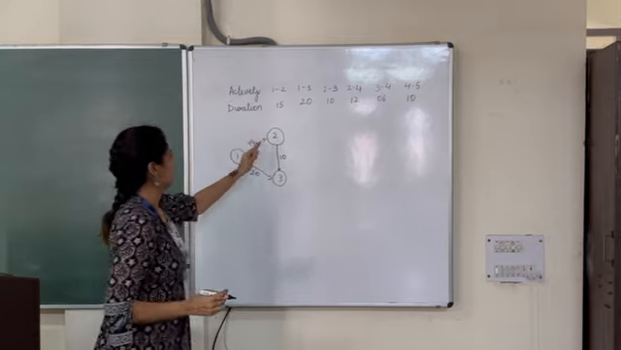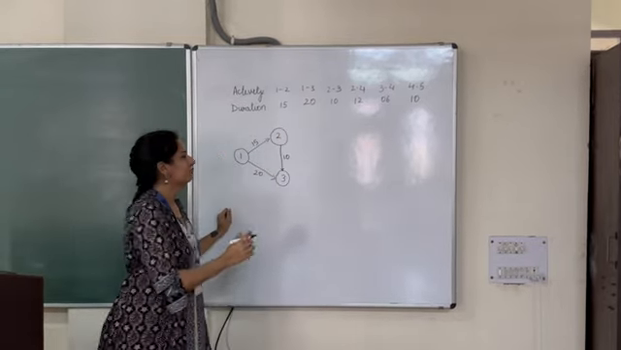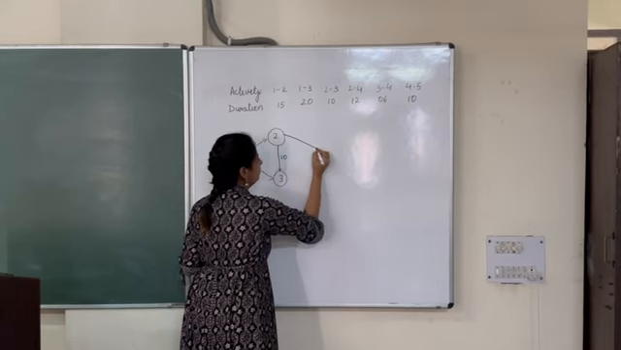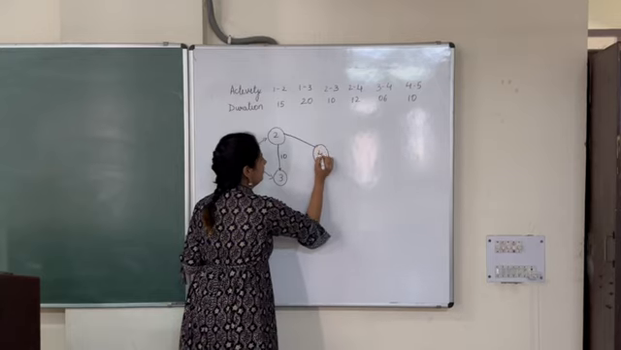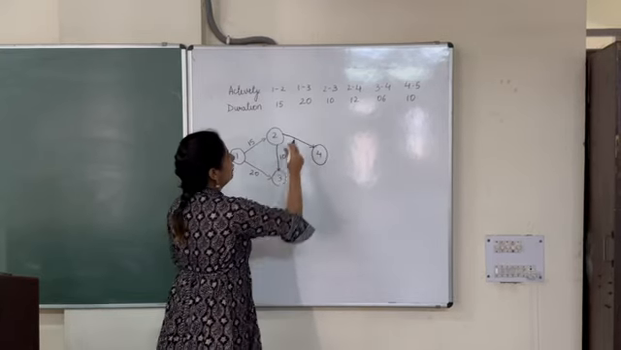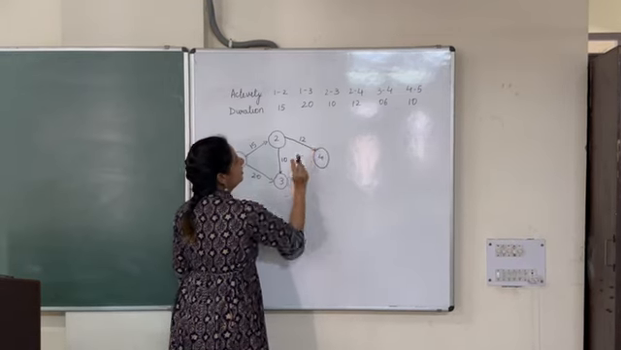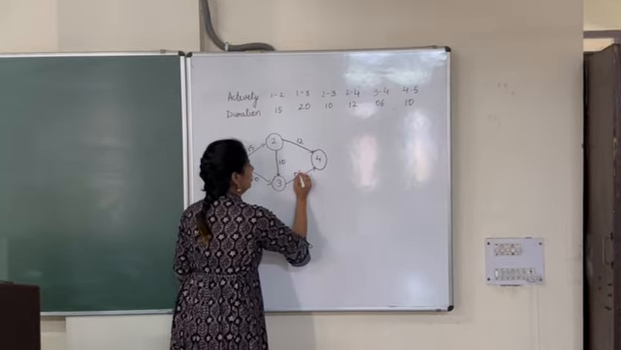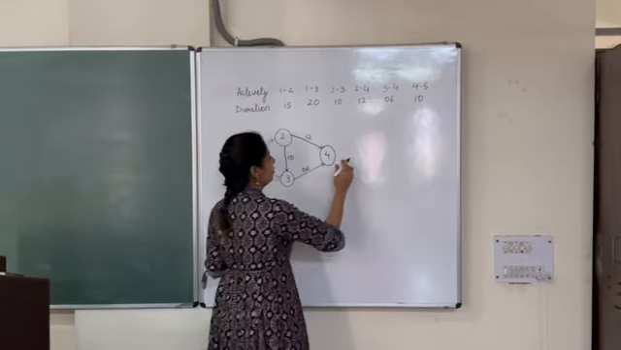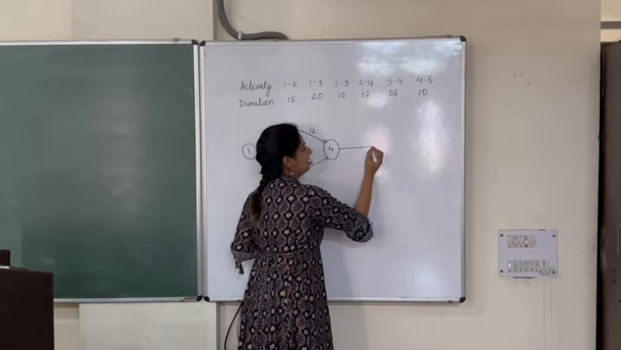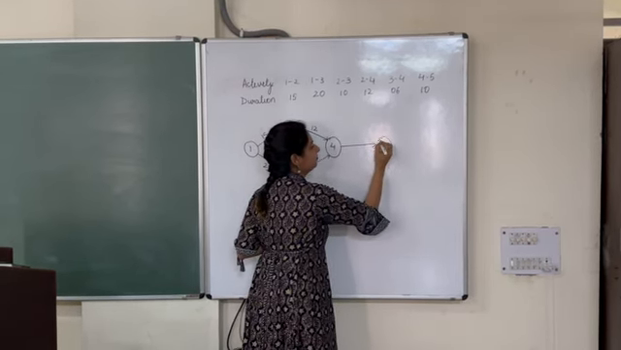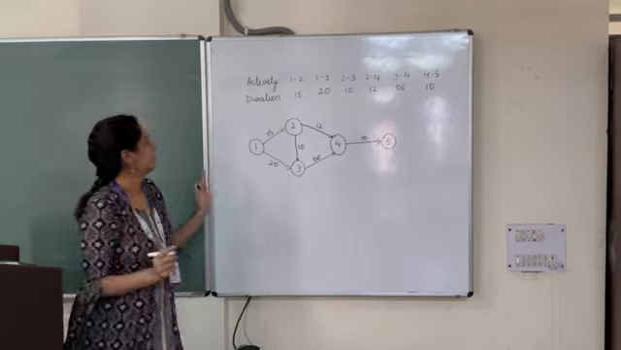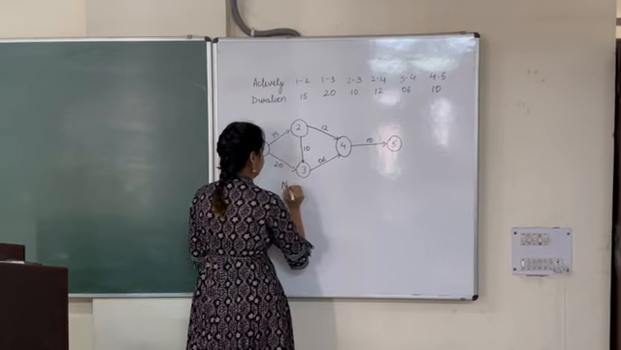After that, from event 2, the fourth event is there, so we write 4. The duration from 2 to 4 is 12. From 3 to 4, the duration is 6. From 4 to 5, the last activity, the duration is 10. So this is our network diagram.